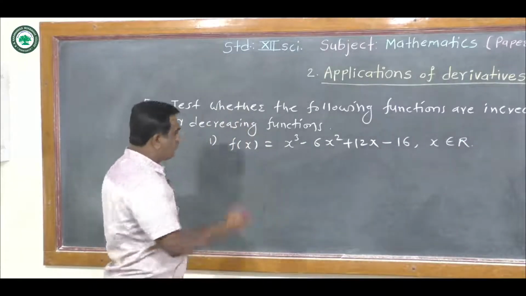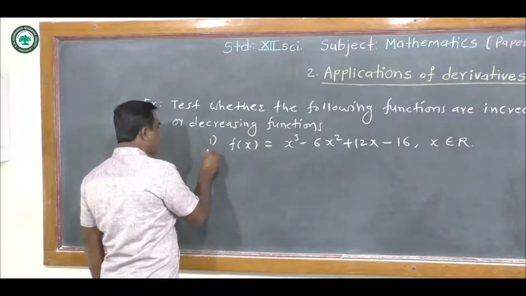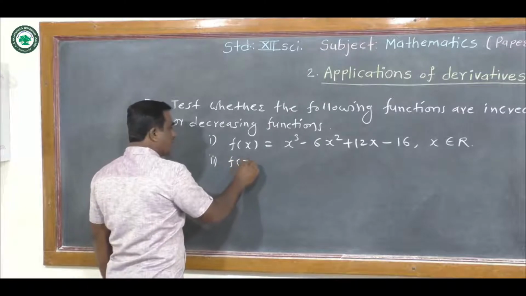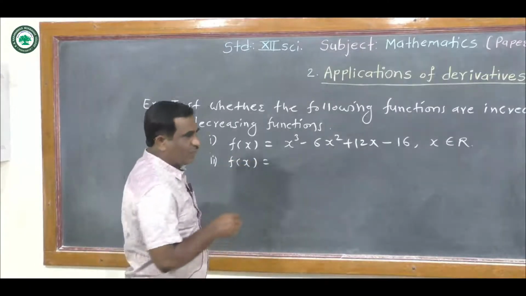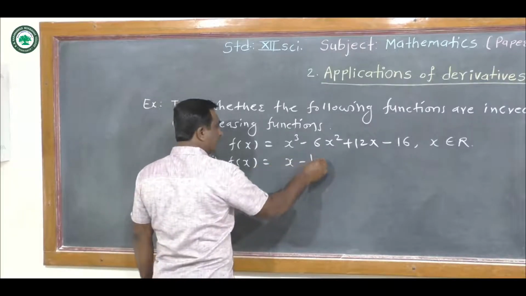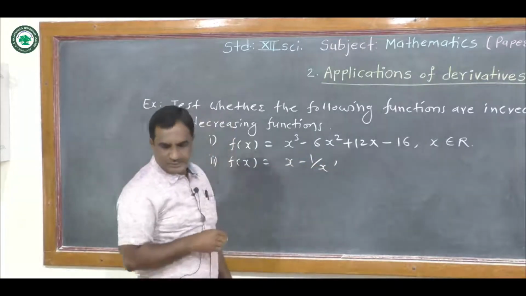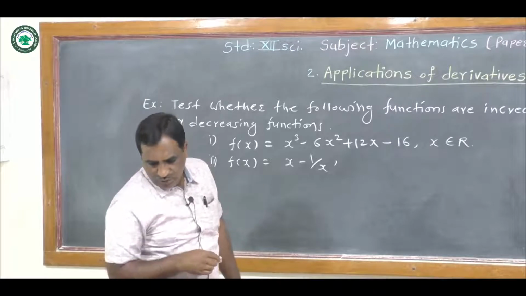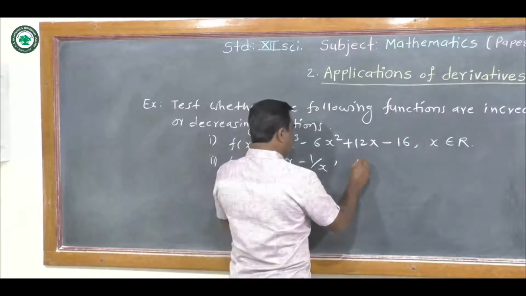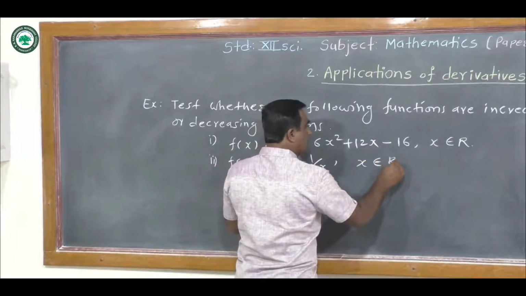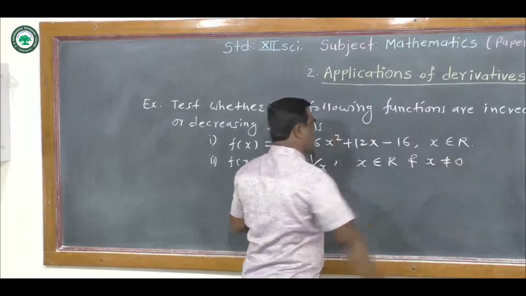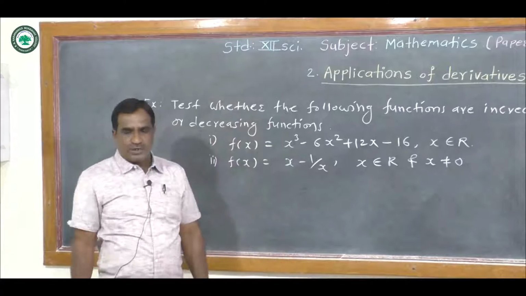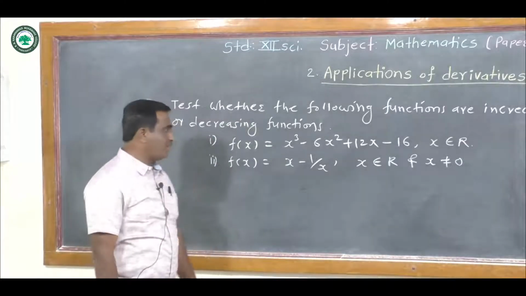Number second, f of x is equal to x minus 1 by x, where x belongs to R and x is not equal to 0. Now we see the answer for the first example.